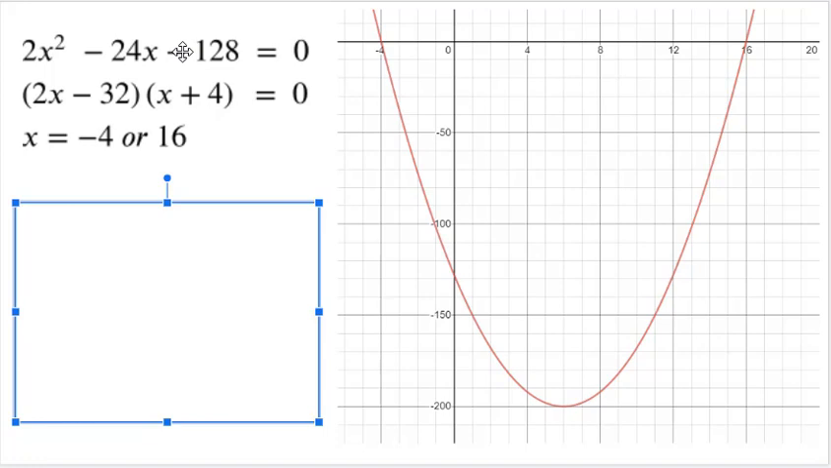Therefore, since we have a y-intercept below the x-axis, we're definitely going to have roots, right? So we know we're going to have roots here. We don't know exactly what they are, but we know that we're going to have roots here. It's not going to be no solution. If this was a positive 128, we'd have to do some work, right?